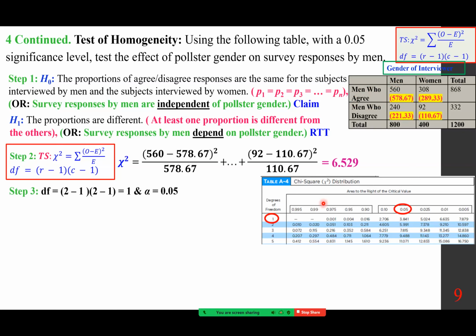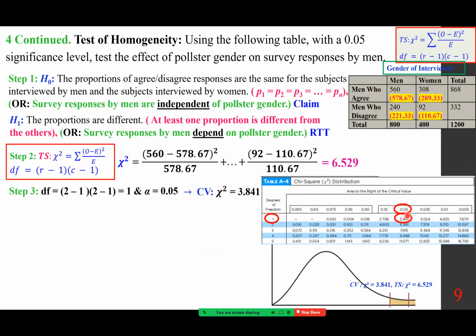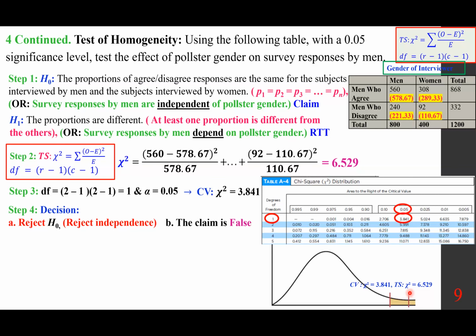So you have one, and if you go with the table, you get 3.841. And if you go with the graph, you can see that this is the critical value, and the test statistic is way into the rejection region. You're going to reject H0, which means you are rejecting independence, and the claim becomes false, and you rewrite it.